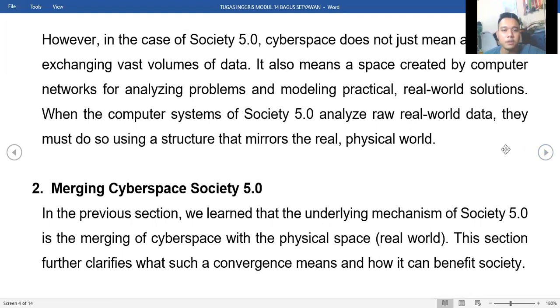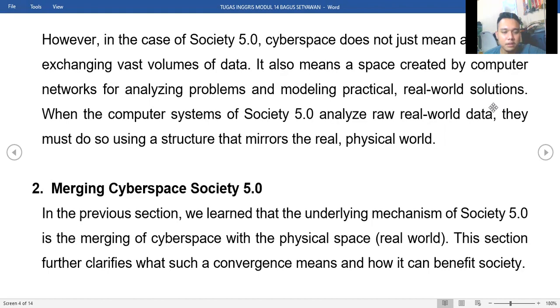However, in the case of Society 5.0, cyberspace does not just mean a space for exchanging vast volumes of data. It also means a space created by computer networks for analyzing problems and modeling practical real-world solutions. When the computer systems of Society 5.0 analyze raw real-world data, they must do so using a structure that mirrors the real physical world.